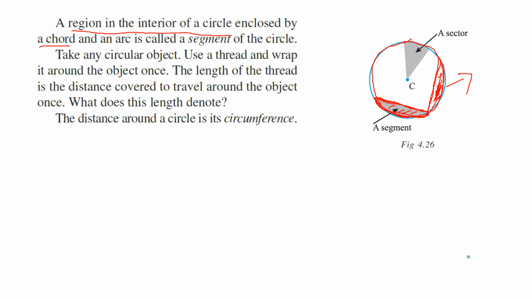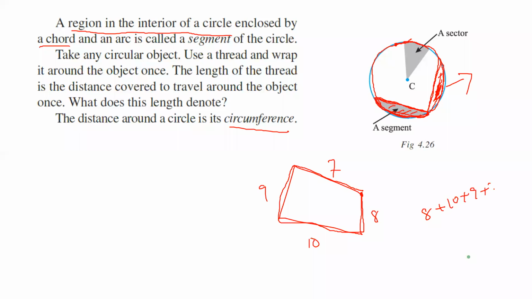Then if you consider the total length around the circle, that is called circumference. But in the case of another polygon, suppose you consider this polygon, look here. Suppose this side is 8, here it is 10, here 9, and here 7. If you add 8 plus 10 plus 9 plus 7, what do you call this one?